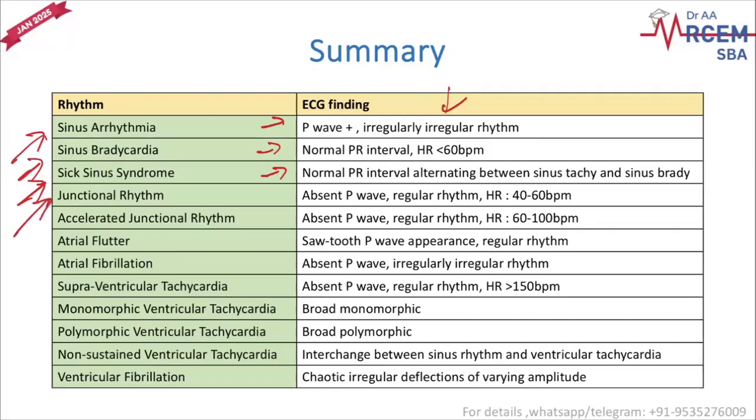Junctional rhythm: no P wave or absent P wave, the rhythm is regular and the heart rate is between 40 to 60. If the heart rate is between 60 to 100, up to 120 also, we consider it an accelerated junctional rhythm with AV dissociation.